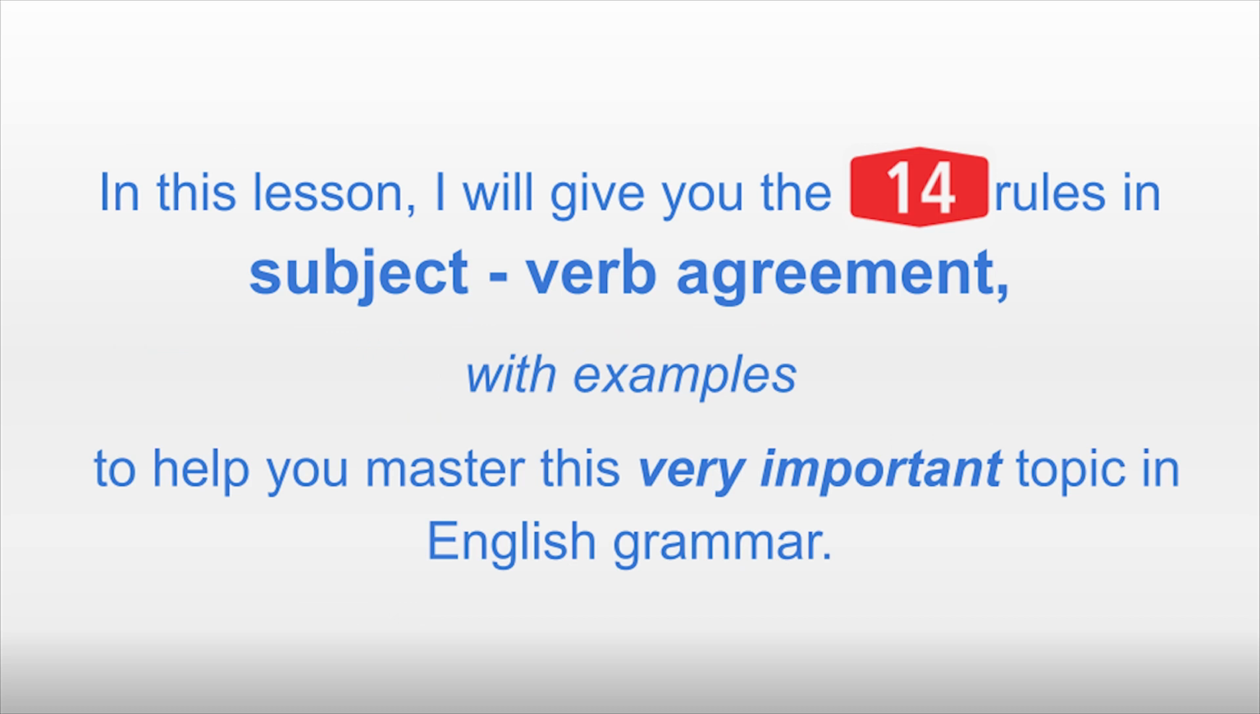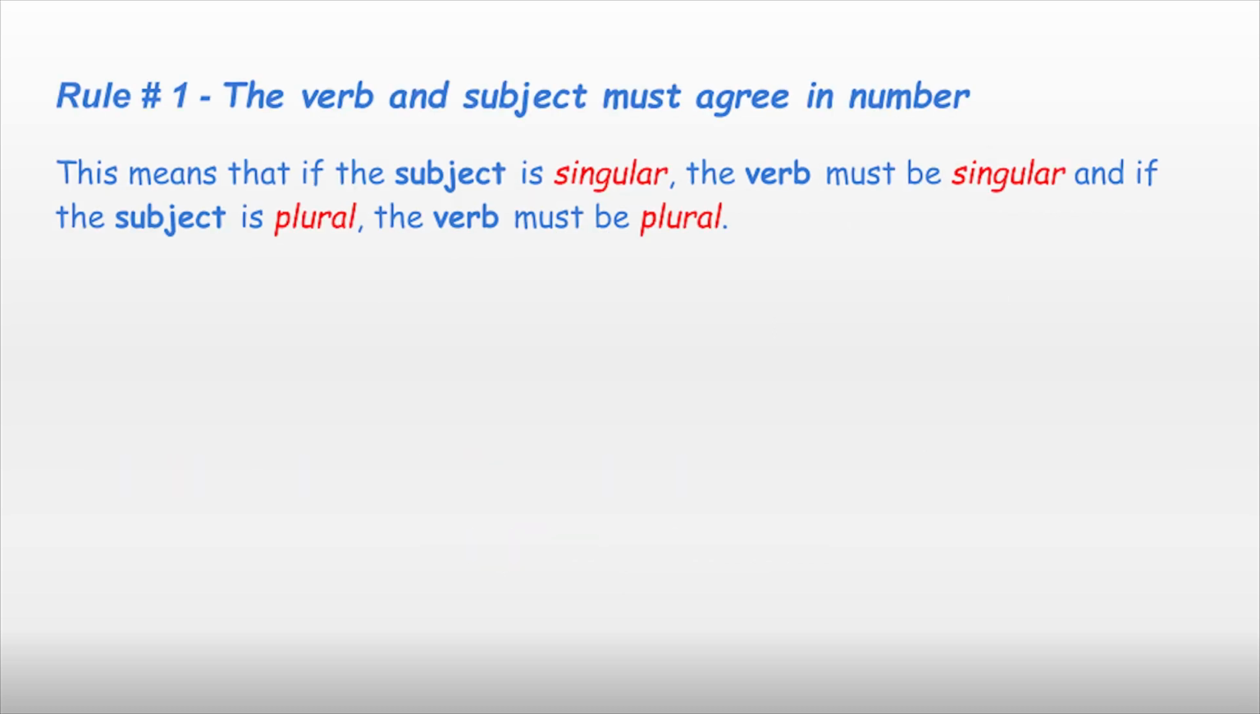Now that we have established what is a subject and what is a verb, in this lesson I will give you the 14 rules in subject-verb agreement with examples to help you master this very important topic in English grammar. Rule number 1. The verb and subject must agree in number. Agreeing in number means that if the subject is singular, the verb must be singular, and if the subject is plural, the verb must be plural.